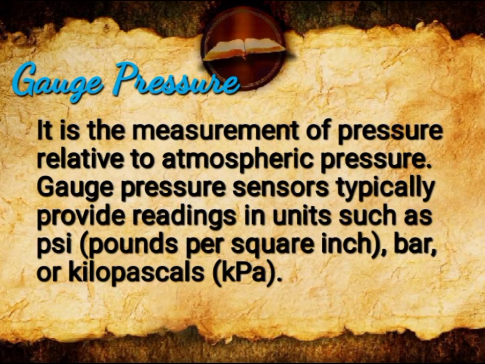So next is gauge pressure. It is the measurement of pressure relative to atmospheric pressure. Gauge pressure sensors typically provide readings in units such as PSI or pounds per square inch, bar, or kilopascal or kPa. So the gauge pressure is often used in practical applications where the atmospheric pressure is considered as a reference point. So the gauge pressure only considers the pressure above the atmospheric pressure.